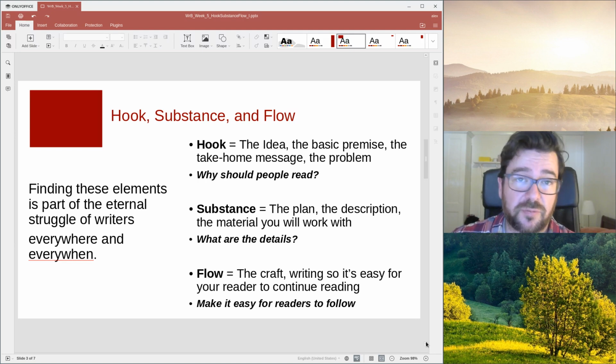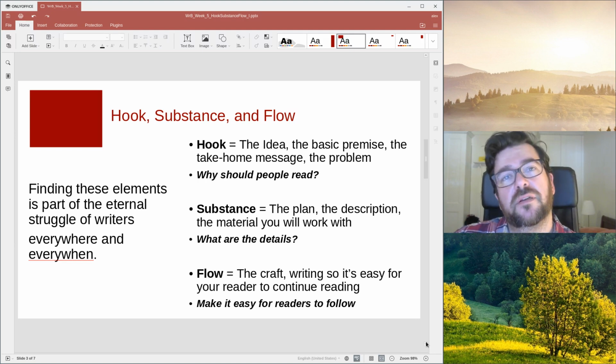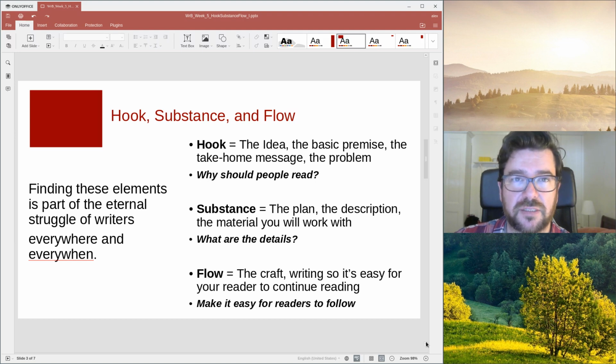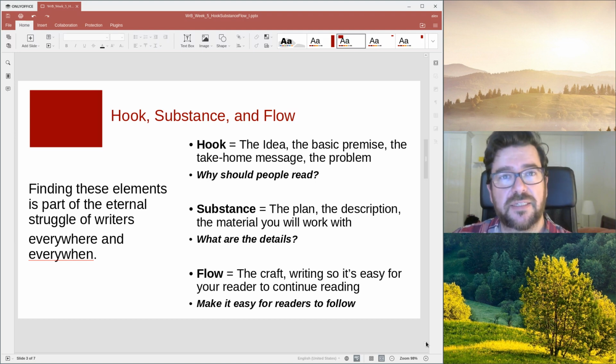which we refer to as substance, and then sometimes the most difficult part of writing a story is what we refer to as flow, and flow is essentially the craft of writing, and it doesn't mean being poetic. It doesn't mean being flowery. It just means flow refers to arranging words so that it's easy for the reader to keep on reading, so that they don't trip over your sentences, so they don't get confused.